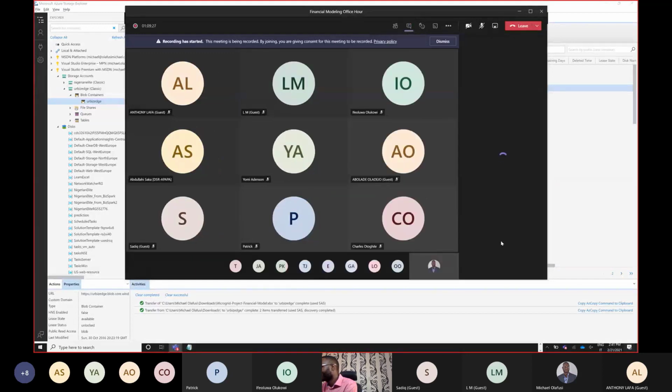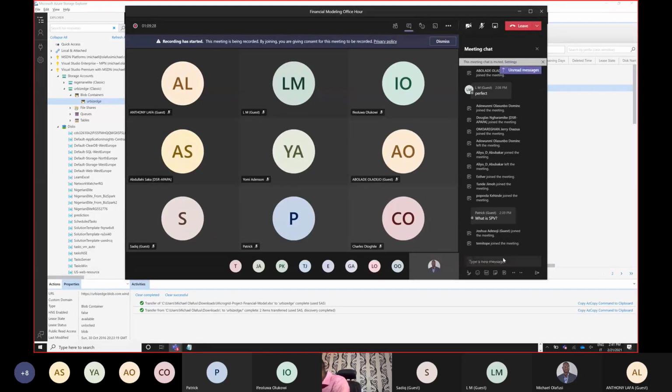Okay, so people have sent messages. What is SPV? SPV is a special purpose vehicle. But it's not a vehicle as in a car. It just means a project finance model.